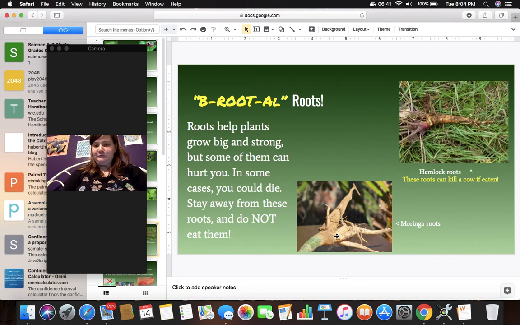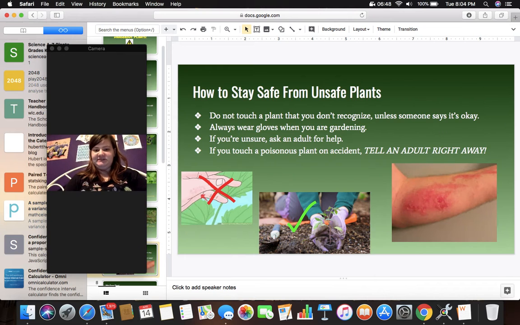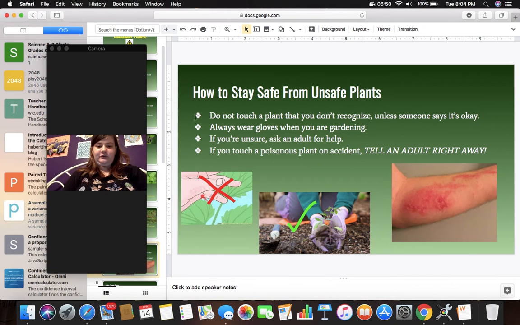Alright, those are some good suggestions. So, on the next slide, we will find some tips to help you stay safe from these unsafe plants. So, there's 4 things that you should really do. So, the first thing is do not touch a plant that you don't recognize, that means you don't know what it is, unless someone says it's okay.